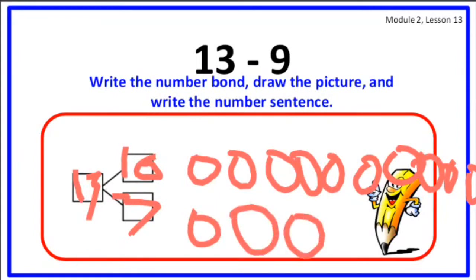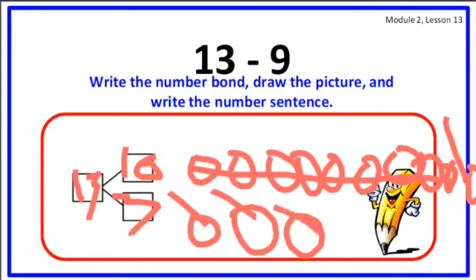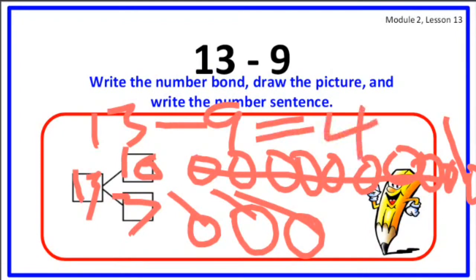Now it says 13 minus 9. So I have to cross out my 9 from the 10. It is called the take from 10 strategy. So I'm crossing out my 9. How many is left? 1, 2, 3, 4. You see that? So the number sentence becomes 13 minus 9 equals 4. Very good.